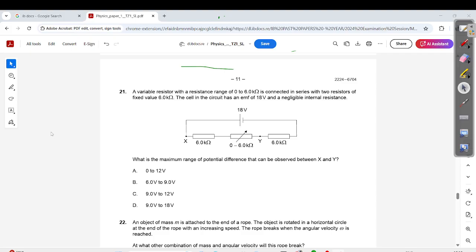To the 21st question. A variable resistor with resistance range of 0 to 6 kilo ohm is connected in series with two resistors of fixed value 6 kilo ohm. The cell in the circuit has an EMF of 18 volt and a negligible internal resistance. What is the maximum range of potential difference that can be observed between X and Y? There are two points X and Y in the figure.